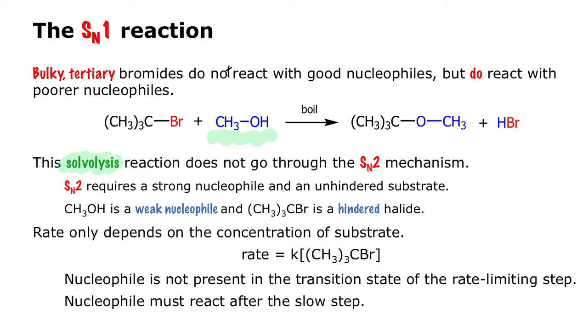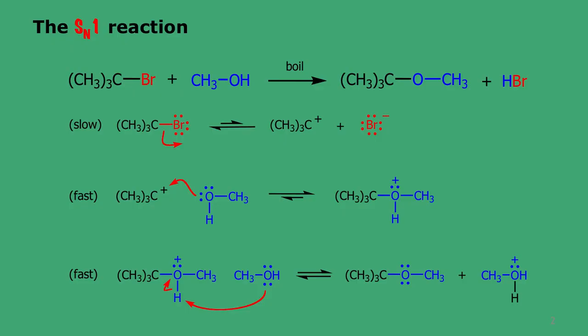So this implies that the mechanism is operating differently. And one of the things it implies is that the nucleophile isn't present in the transition state of whatever the rate determining step is in the reaction. It also follows that the nucleophile must react after the slow step in a much more rapid step in the process. So how does this reaction proceed?